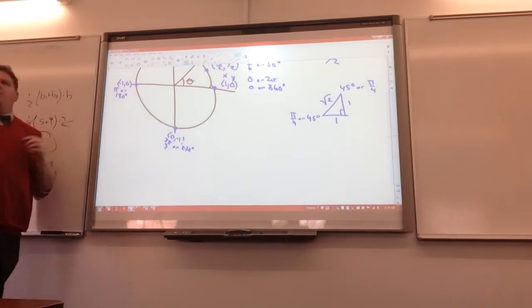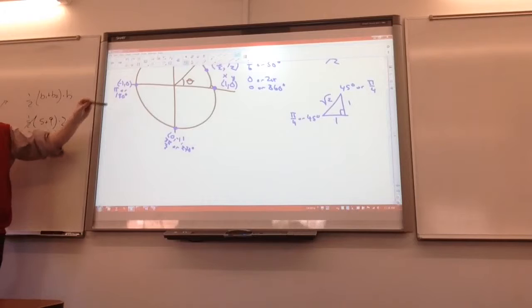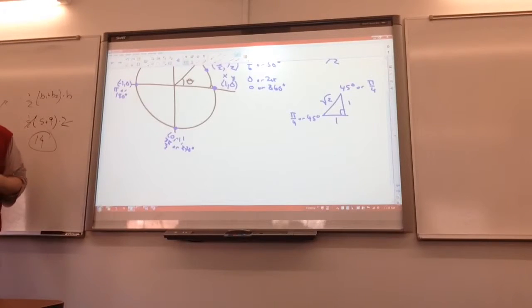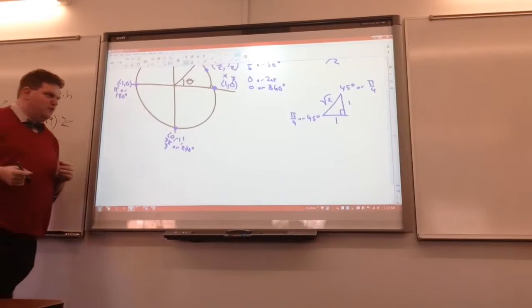Now, again, what's the hypotenuse of that triangle? Square root of 2. What do we want it to be? 1. So what am I going to do to each side? Divide by root 2.